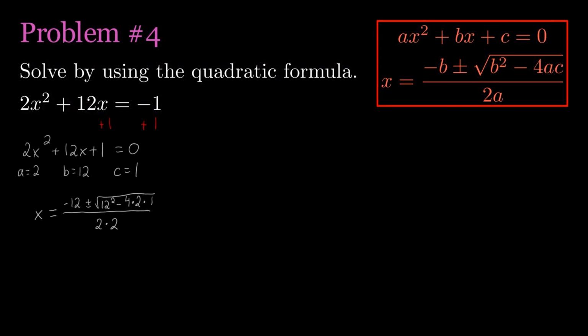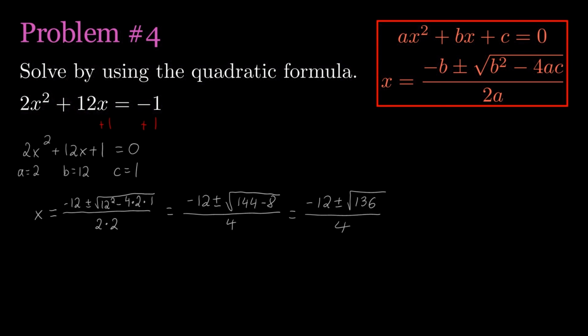From that point on, it's just a matter of simplifying that. So we get negative 12 plus or minus. Now, under the square root, we have 12 squared, 144. And then 4 times 2 times 1 is 8. We're subtracting 8. That's all under the square root. And it's all over 2 times 2, which is 4. So then we get negative 12 plus or minus the square root of 136 all over 4.